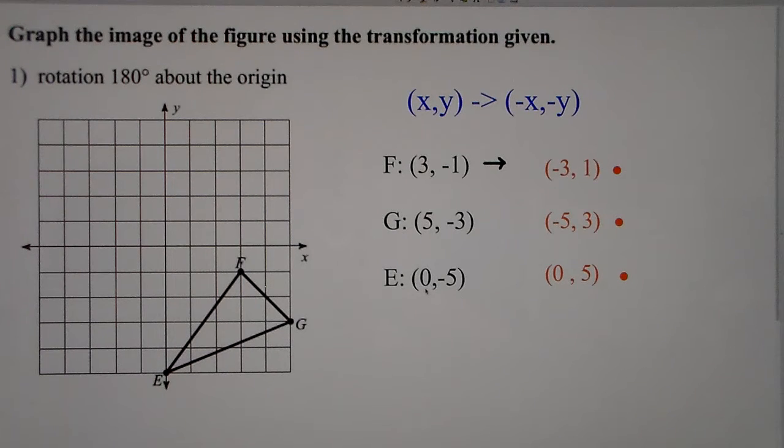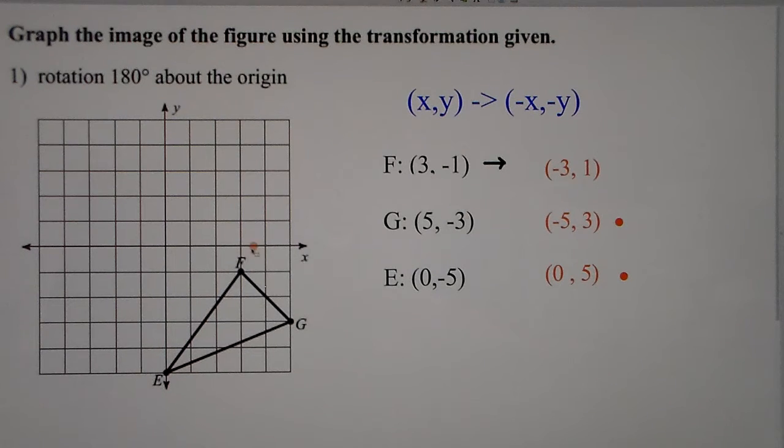For E, x is 0. So negative x, or change the sign of 0, is still 0, because positive 0 and negative 0 are the same. Y is then negative 5, so we change the sign, we make it a positive 5. These 3 coordinates on the right hand side are our new coordinates that we need to plot. So we have negative 3, 1.